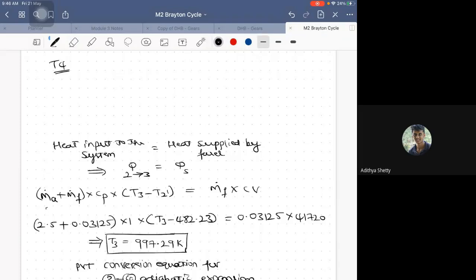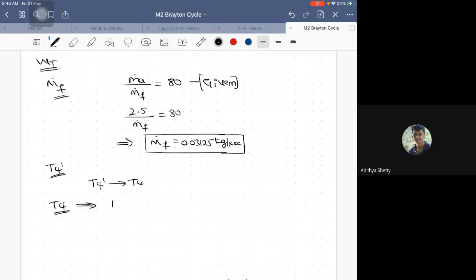In order to calculate T4, T3 was unknown. Not was, it is unknown. So therefore, now going to calculate T3.